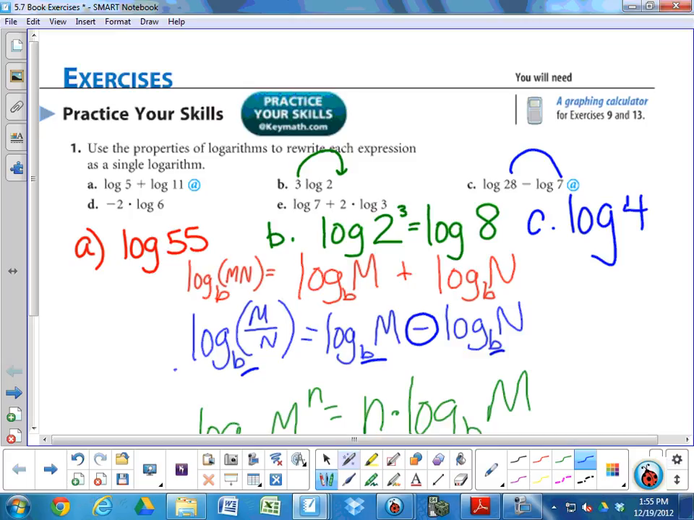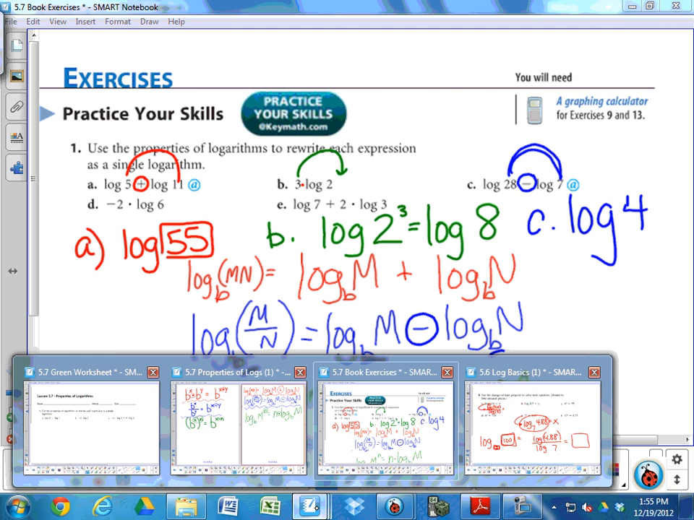So to recap, in the first problem, we multiplied because of the addition to get the log 55. In B, we raised 2 to the 3rd power because it was 3 times log 2. And finally, in C, since they were being subtracted, the 28 and the 7 get divided to make log 4. Let's take a look at how that works with the warm-up from earlier today.